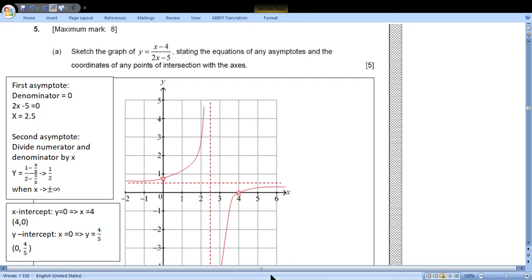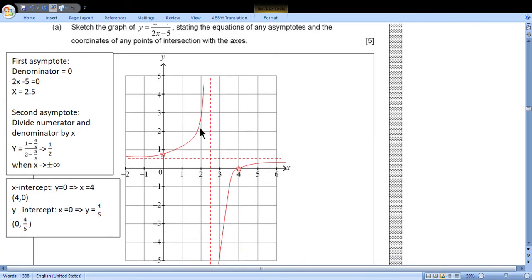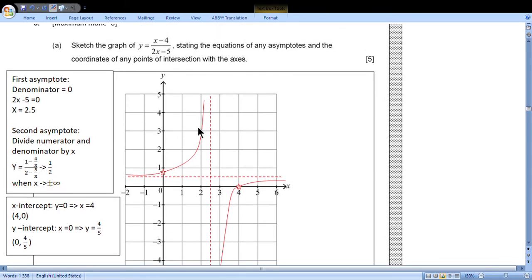Question 5. Sketch the graph y equals (x minus 4) over (2x minus 4), stating the equation of any asymptotes and the coordinates of any points of intersection with the axes. First asymptotes: denominator equals 0. It happens when x equals 2.5, so we draw this asymptote. Right.